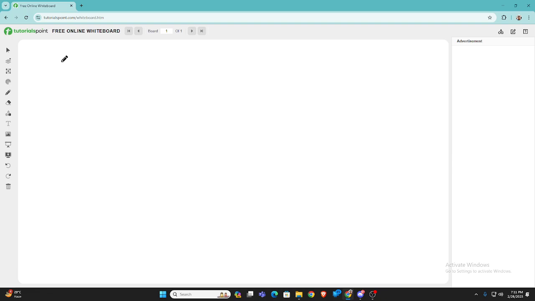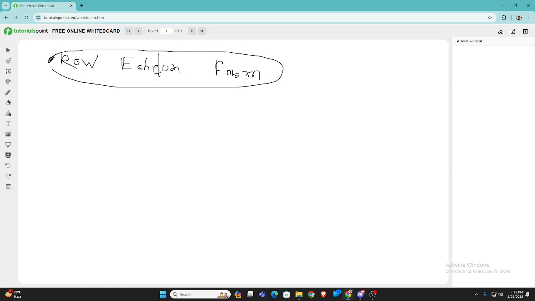So today we're gonna learn row echelon form. Forgive me for my handwriting. Row echelon form, which is also known as Gaussian elimination method. We're gonna learn this and we're also gonna learn reduced row echelon form if we have time. Alright, so what is row echelon form?